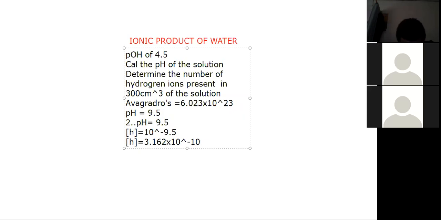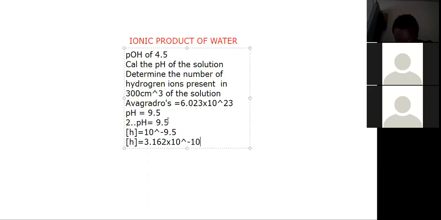Now, after getting this, the question states that we should find the number of hydrogen ions present in 300 cm cube of the solution. So once you've found the concentration of the hydrogen ions, all of this was derived from pH is equal to minus log of 9.5, and we want to get the solution. So what we do is this mathematics. I hope you understand up to this point.